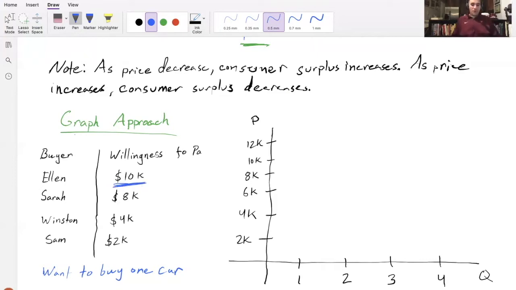So before the price reaches $10,000, no one's going to want to enter the market, and so quantity will be zero. In other words, we can just draw a vertical line at q equals 0 down to p equals 10,000. Then at 10,000, Ellen is going to jump into the market and buy a car, and she's going to be the only one to buy a car. At that price of 10,000, the quantity demanded will jump over to 1.